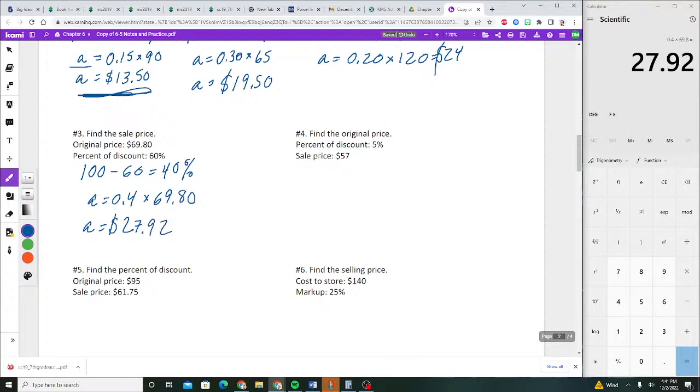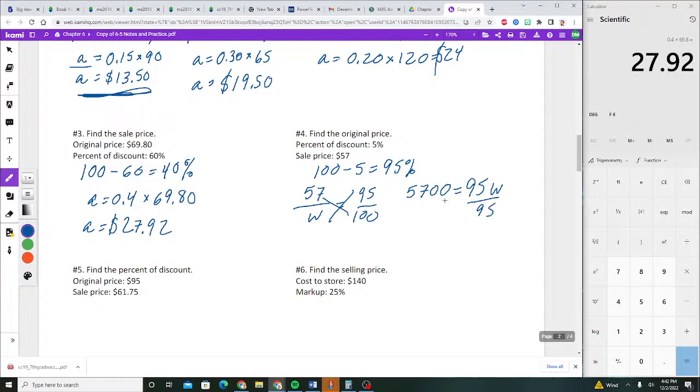This time around, we're finding the original price. So the percent discount is 5, so we go 100 minus 5 equals 95%. So we know that 57 is 95% of some whole. So here I'll cross multiply because I find that easier to do for some reason. So 5700 equals 95W, divide both sides by 95. And so 5700 divided by 95 gives us 60. So we have $60.